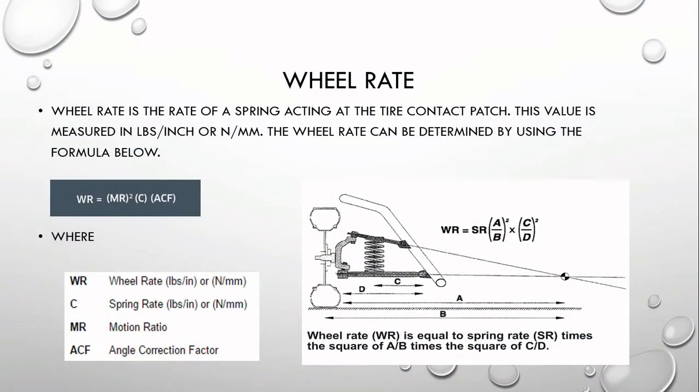Then we've got the wheel rate. Wheel rate is the rate of the spring acting at the tire contact patch, and it is the part where the spring and the wheel are together. So if the spring moves a little, the tire will move a little as well.